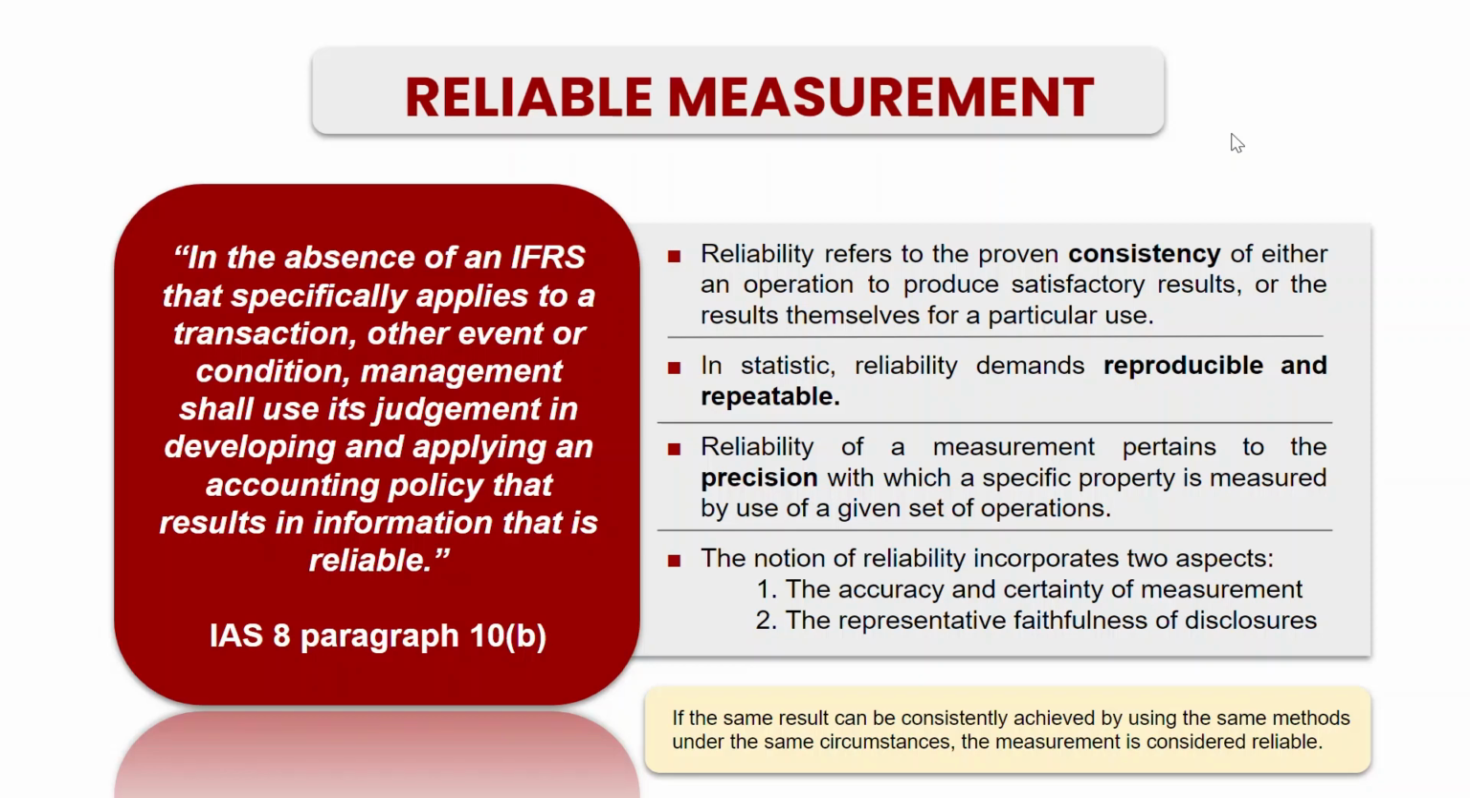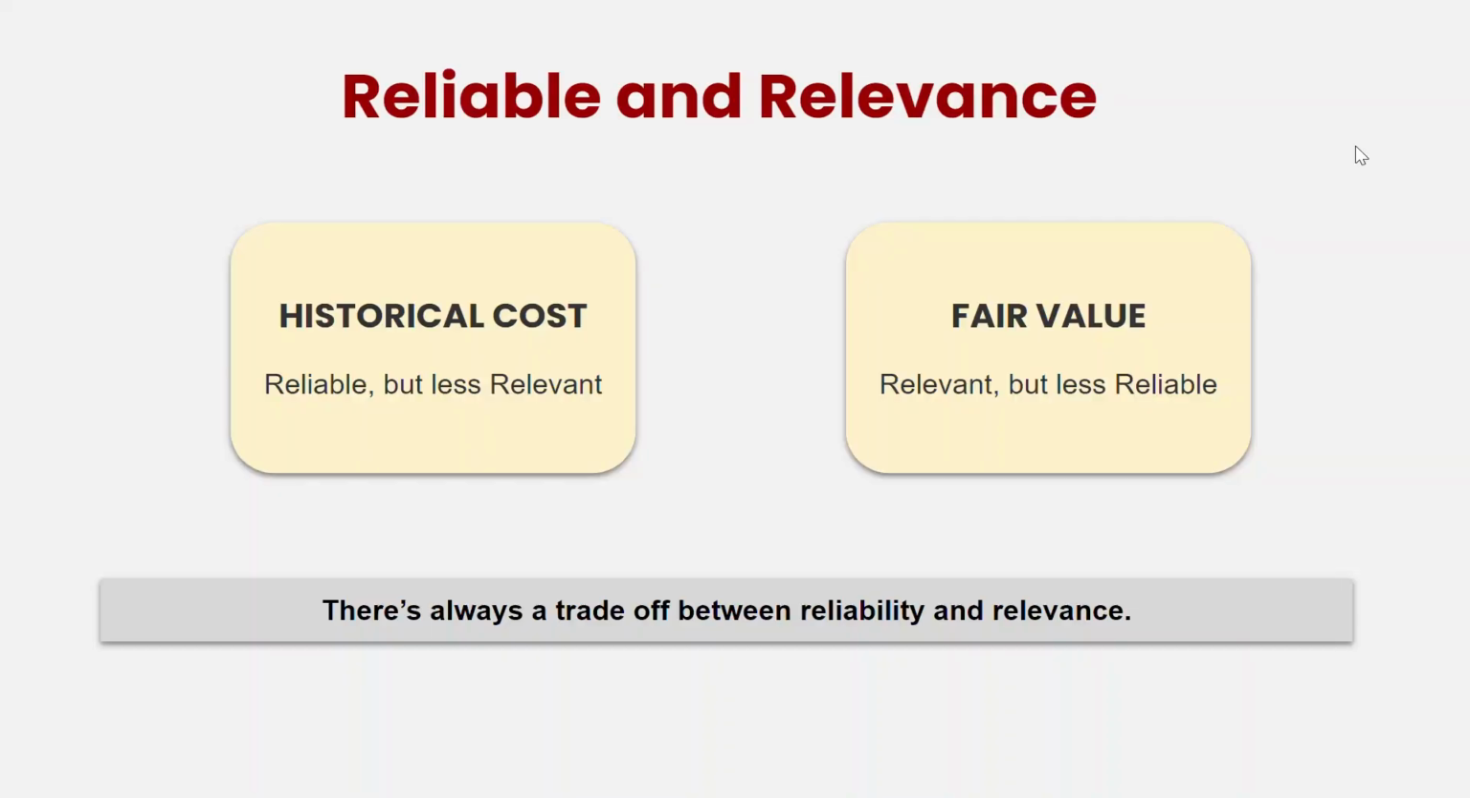The notion of reliability also incorporates two aspects: the accuracy and certainty of measurement, and the representative faithfulness of disclosures. In relation to measurement in accounting, we might find the historical cost method offers a more reliable but less relevant measurement. On the other hand, the fair value method offers a more relevant but less reliable measurement. So there's always a trade-off between reliability and relevance.